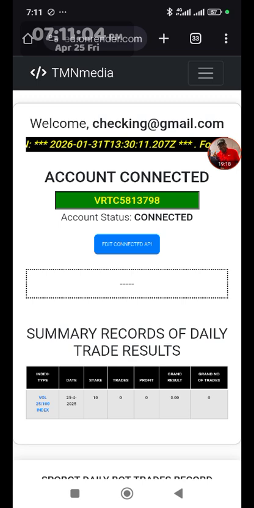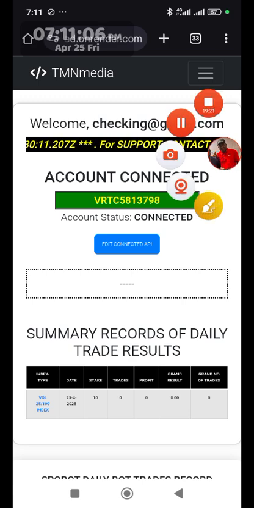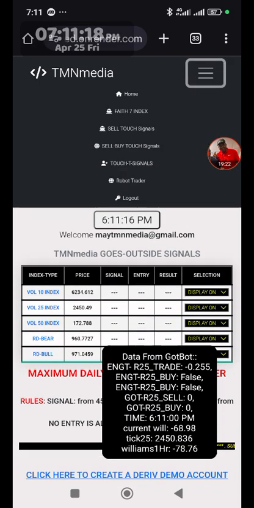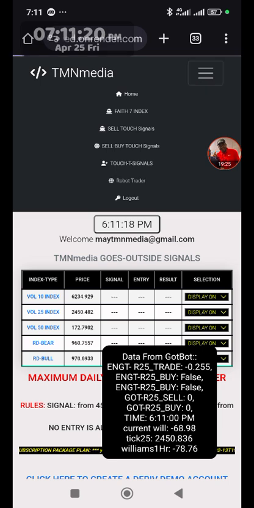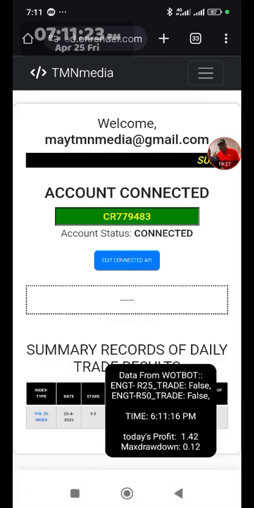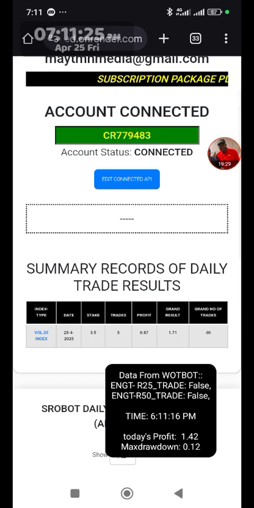Okay, maybe just a minute. I have to log out anyway. I have to log out so that I can connect to the real one that is trading. Okay, this is the real one that is trading.